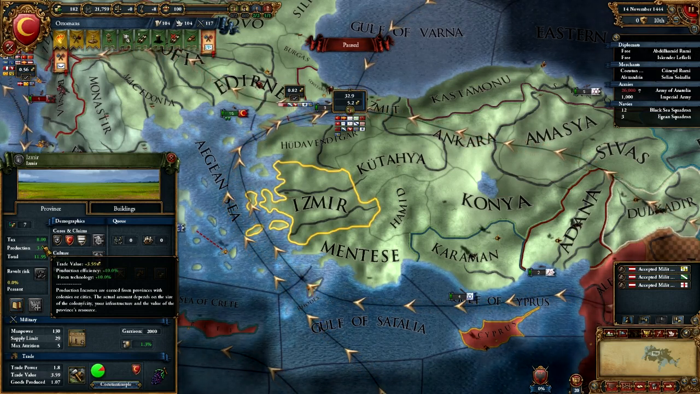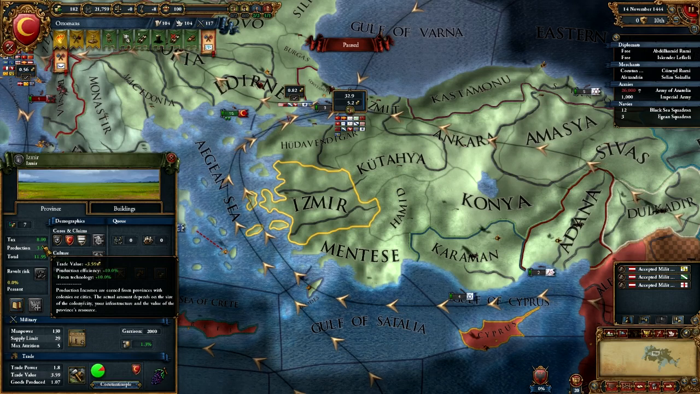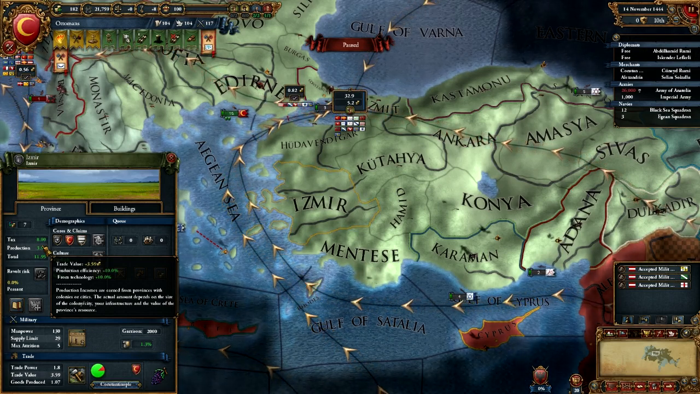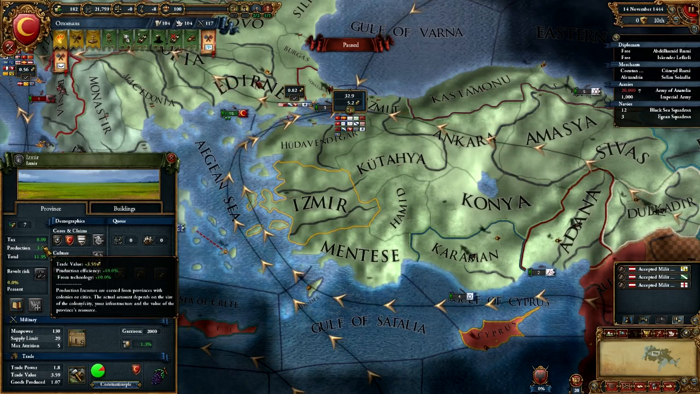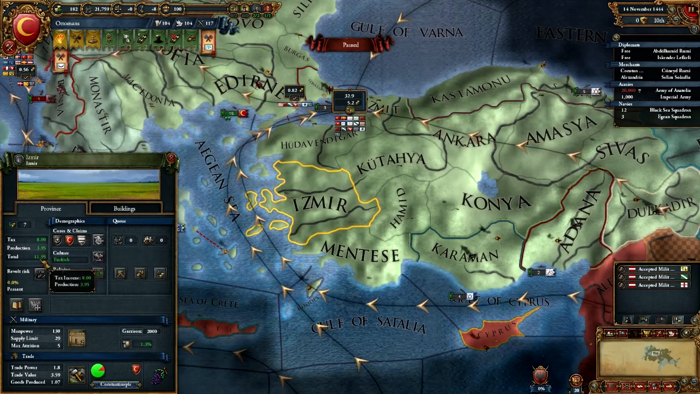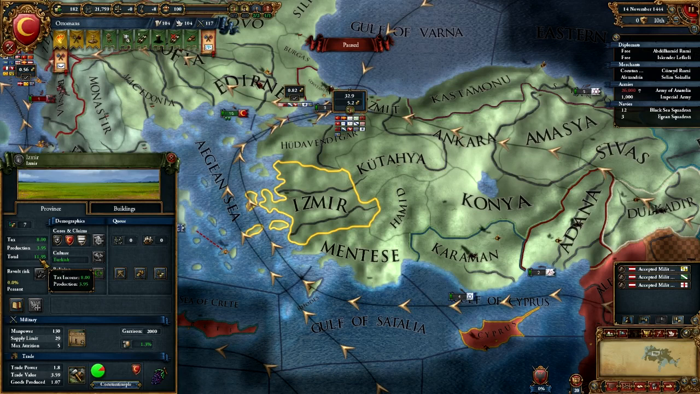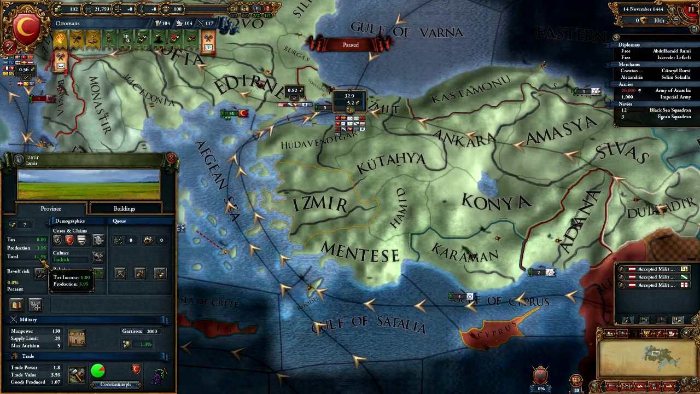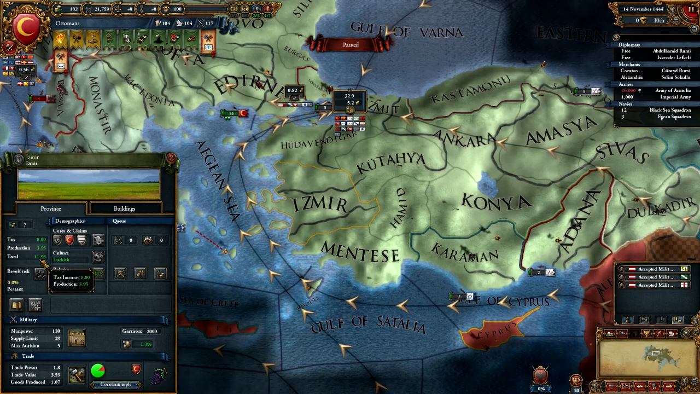And that is just there through existing. It doesn't need to go through the trade network, it doesn't need to be collected, the province simply generates that each year. Combine that with Izmir's tax, and Izmir is quite a profitable province to hold, generating 11.95 gold a year, or almost 1 gold per month.